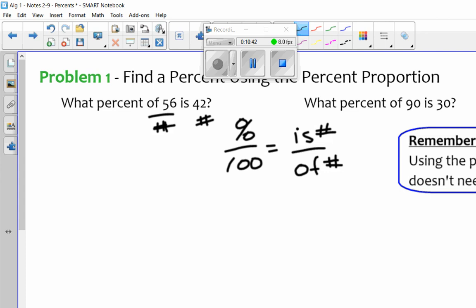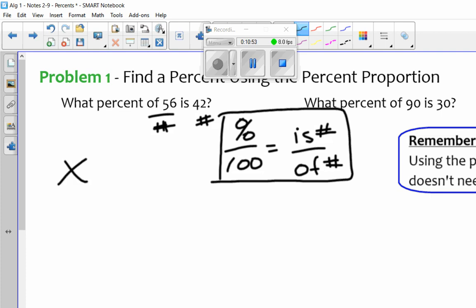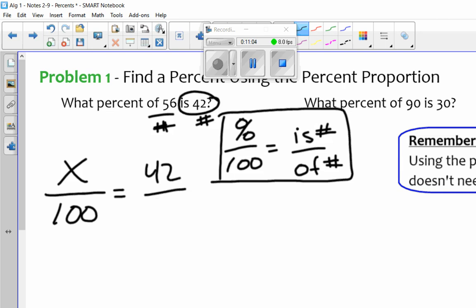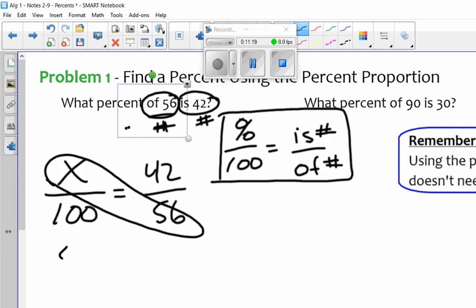Being able to read it and looking at this formula tells me what I have to find and what I have. I have to find the percent because it says what percent of 56, so I'm always putting it over 100. I have an is number, 42, and an of number, 56. Now I've got a proportion, which we did last section, and I can cross or diagonally multiply. Remember, the fractions go away when we do this.